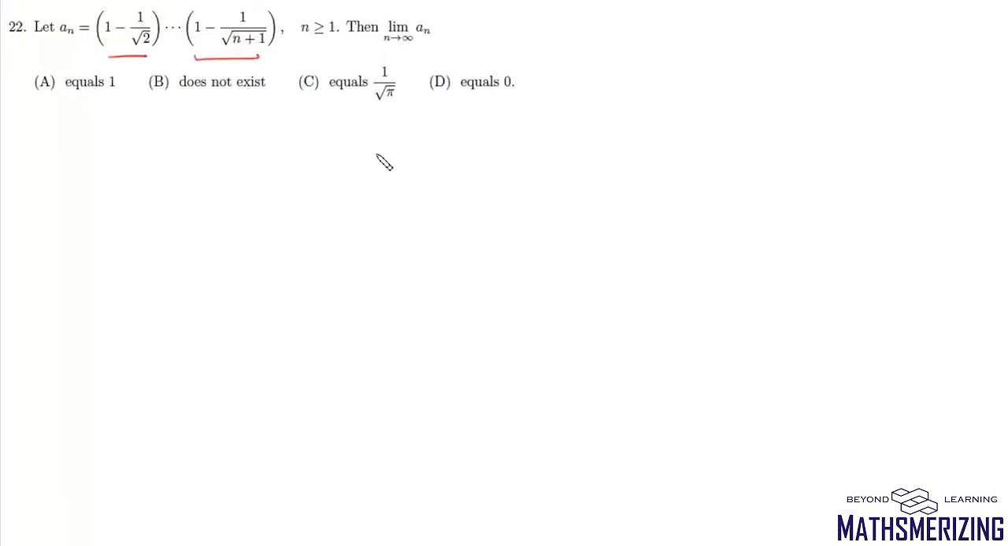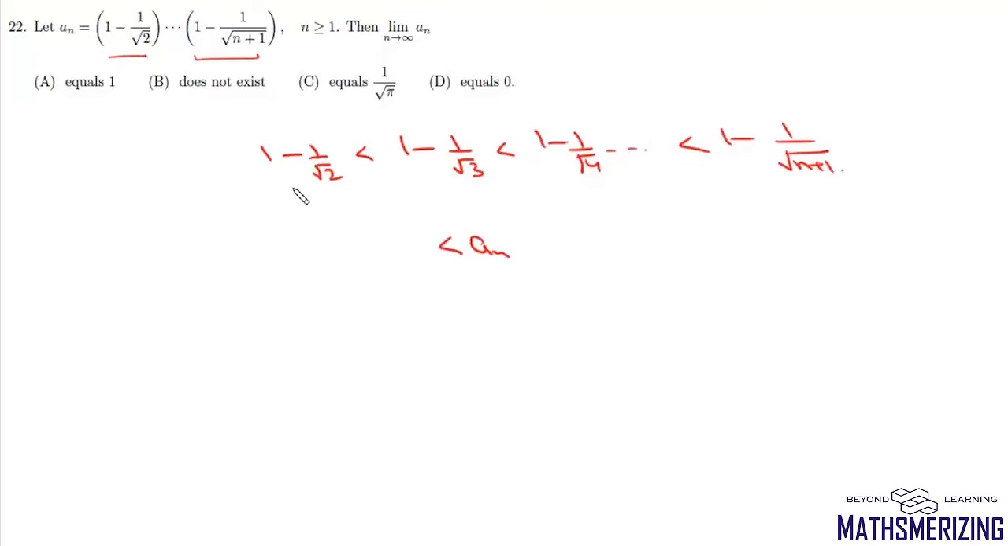Now we know that 1 - 1/√2 is less than 1 - 1/√3, which is less than 1 - 1/√4, and so on, less than 1 - 1/√(n+1). All the terms are greater than or equal to 1 - 1/√2. So if we replace all the terms in the product with 1 - 1/√2, we can say that a_n is always greater than (1 - 1/√2)^n. It will always be less than its maximum value. The maximum value is 1 - 1/√(n+1), taken n times.